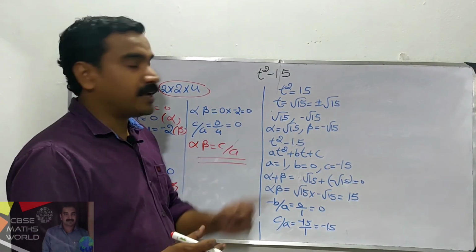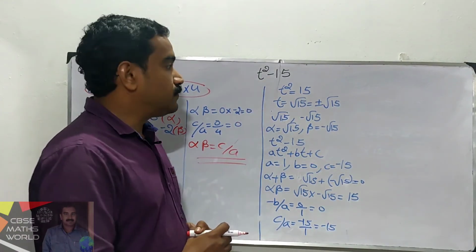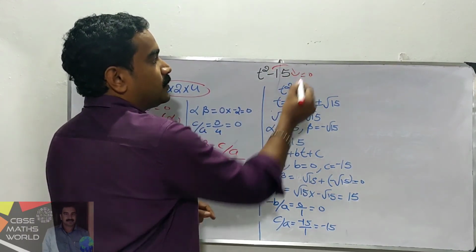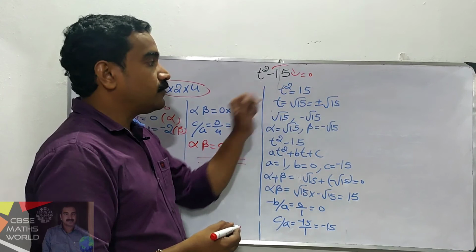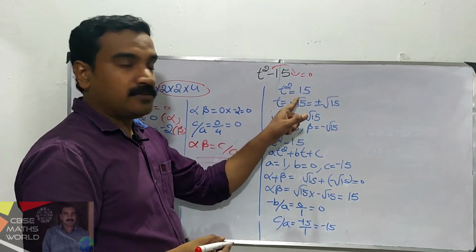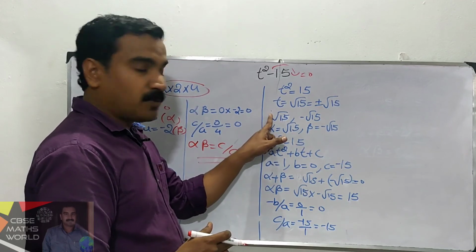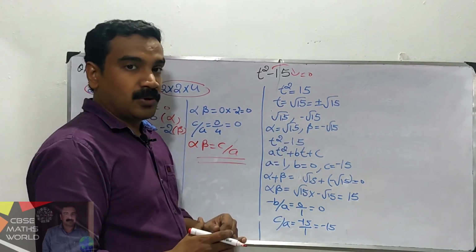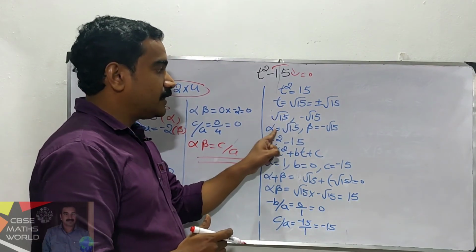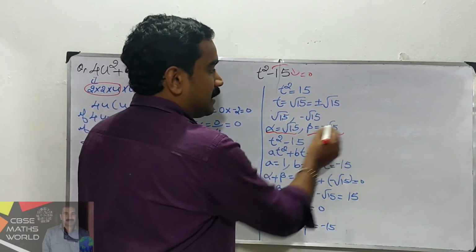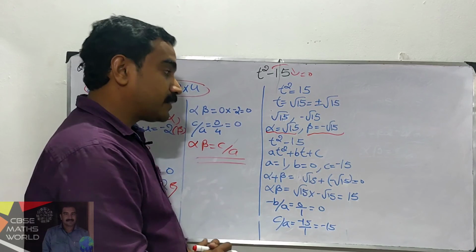Look at the next question. Next question is t square minus 15. So t square equal to what? Bring this minus 15 to the other side, it becomes positive 15. So t is equal to plus or minus root 15. Maybe positive root 15, maybe negative root 15. The first one is alpha, positive root 15, and the second one is beta, minus root 15.